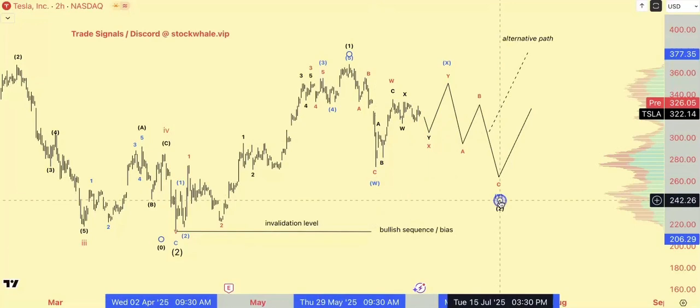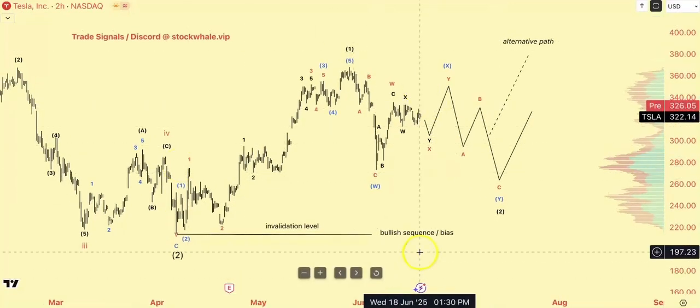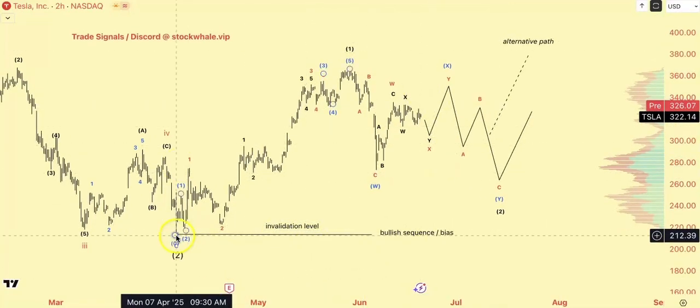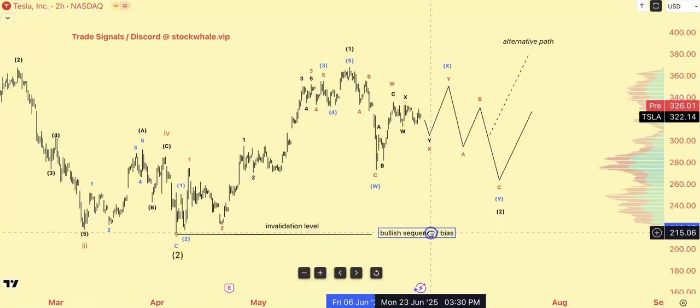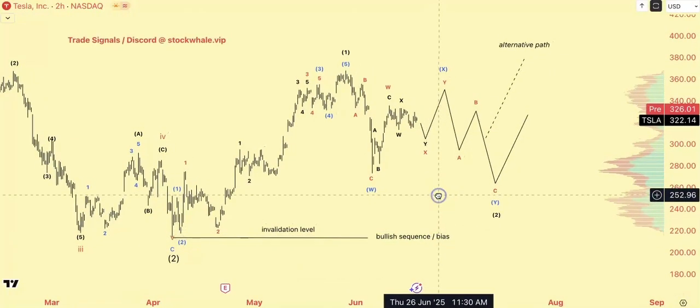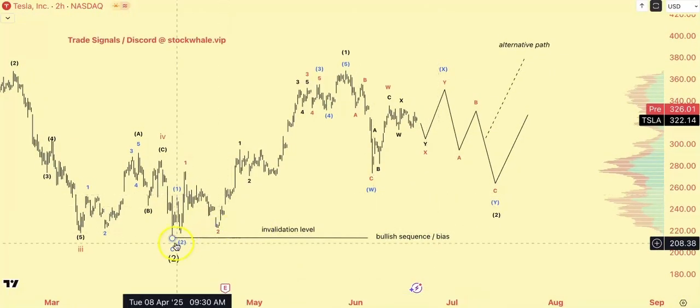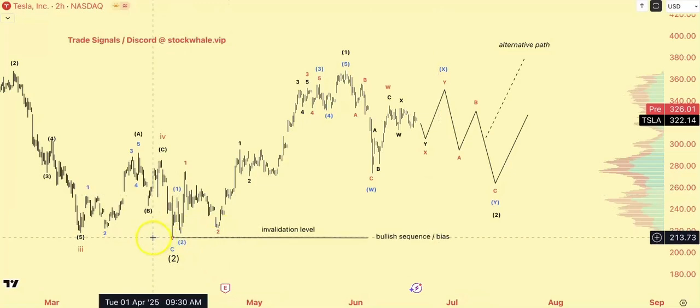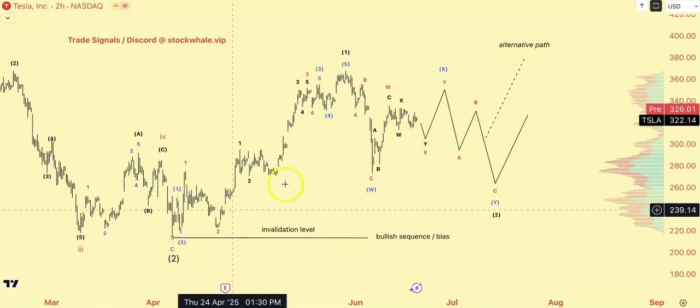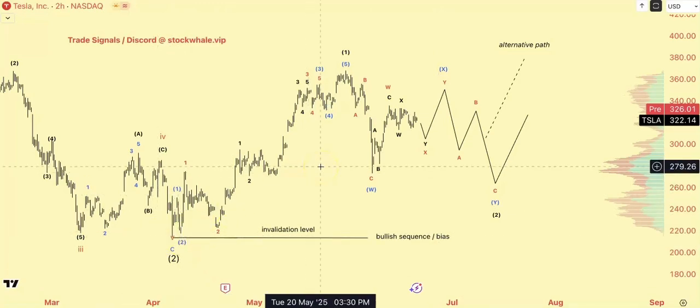It's still pretty early. But because of this overall structure, again, my invalidation is at the lows. I have a bullish bias, bullish sequence. So what does this mean? This means that as long as Tesla can stay above that $214 mark, right, as the low, I'm only looking for long positions moving forward. So I'm going to keep trying to push Tesla higher.